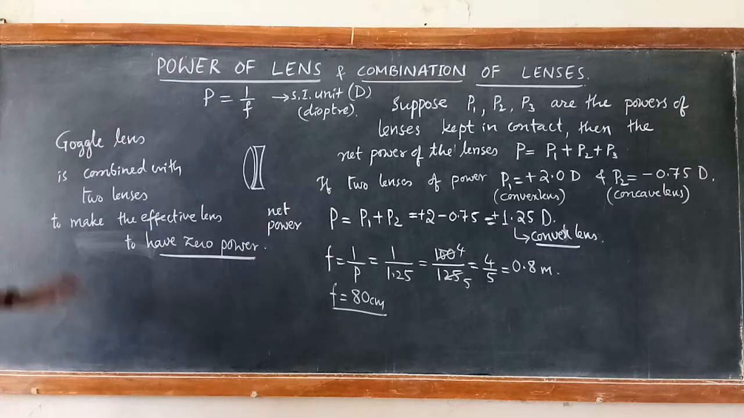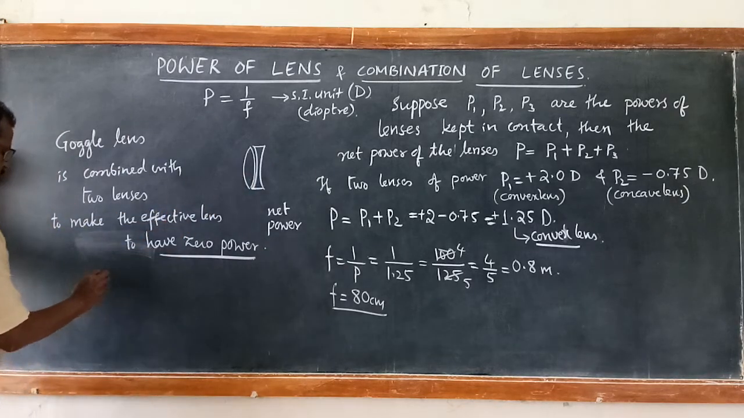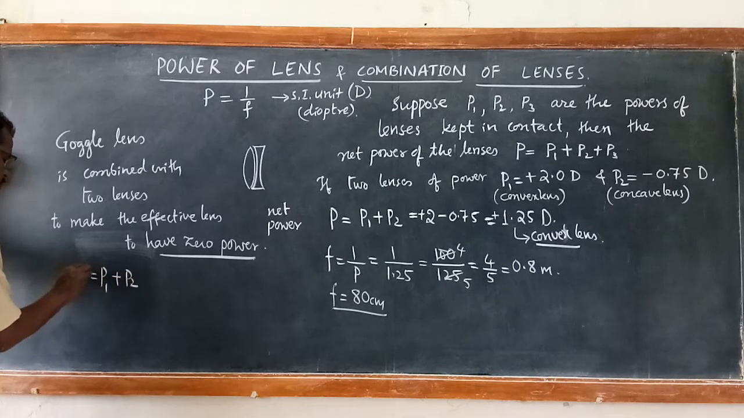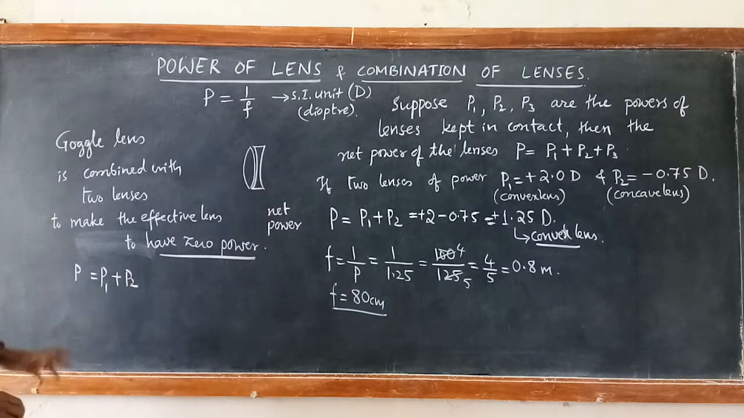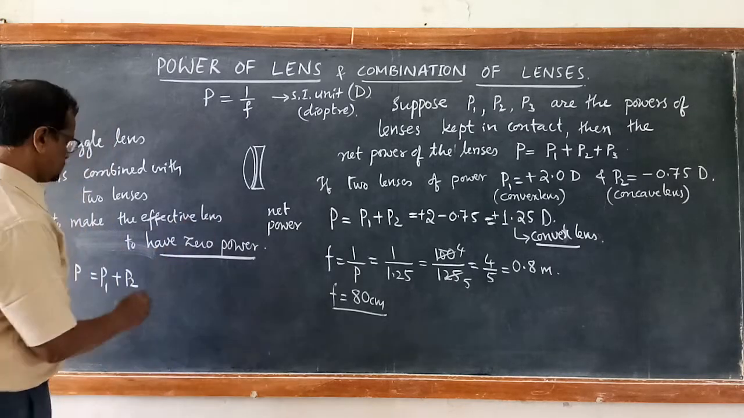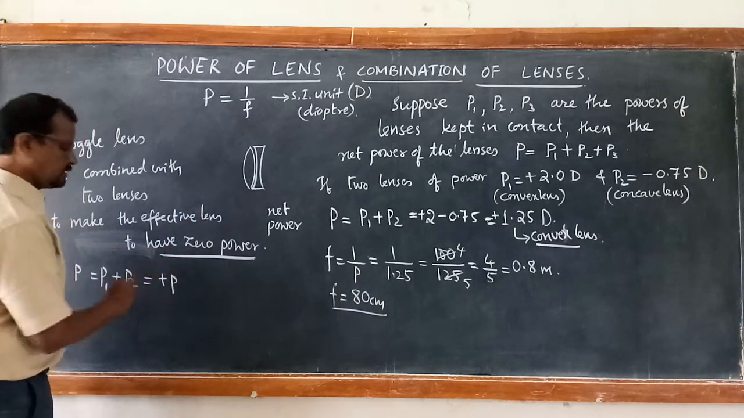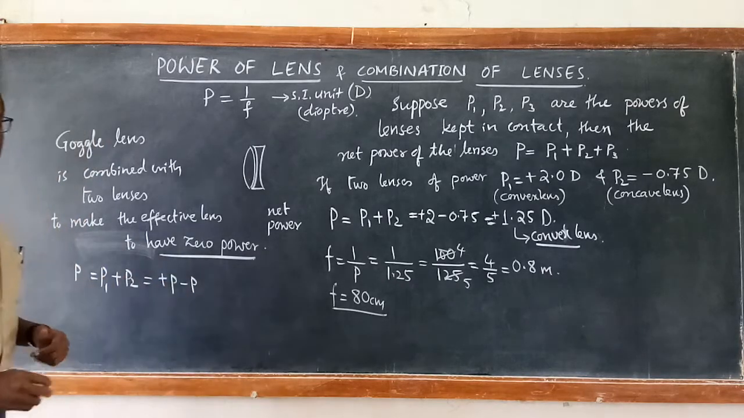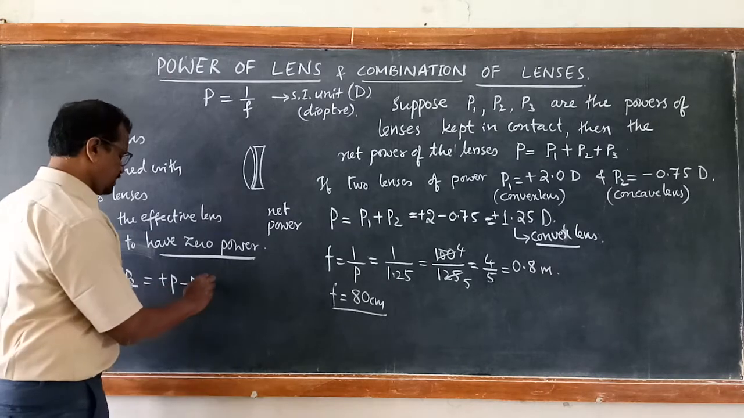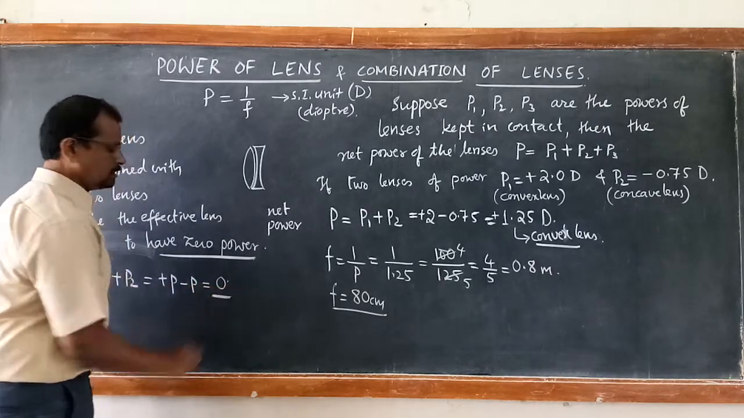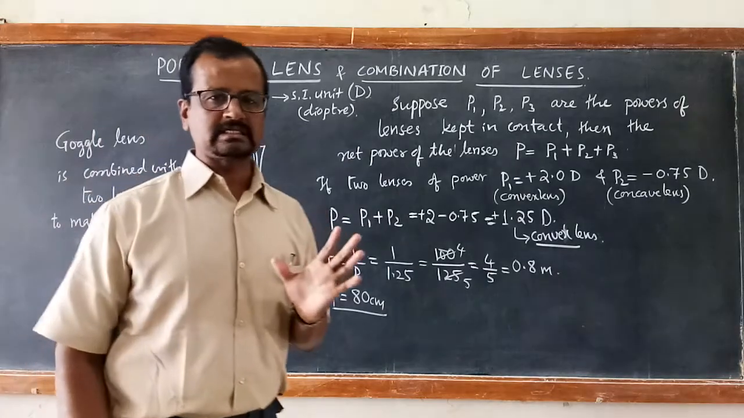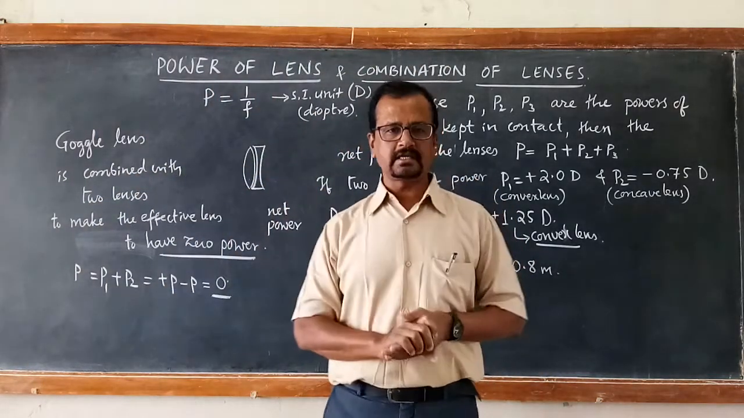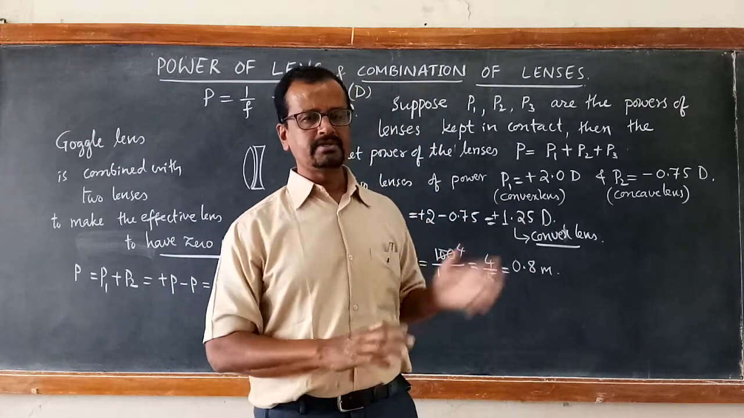Zero power means, suppose it is having one convex lens and another concave lens, then the total power of the lens becomes zero. When it is having a convex lens, it will be having plus P, and the concave lens should also be having the same power with negative P. So when you add plus P and minus P, it becomes zero. So the power of the goggle glasses is zero. This is how you need to understand. This is the application part of combination of lenses.